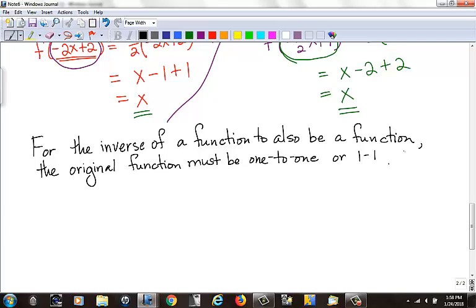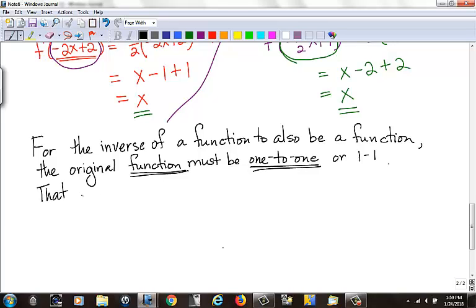What's the test graphically to tell whether or not a graph is a function? The vertical line test. The test to tell whether or not it's 1-to-1 is the horizontal line test. If it intersects 2 points horizontally, it's not 1-to-1, just like on the vertical line test, if it intersects 2 points vertically, it's not a function. So for the inverse of a function to also be a function, the original function must be 1-to-1.